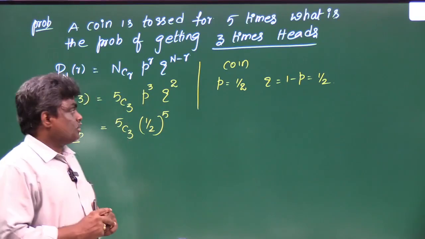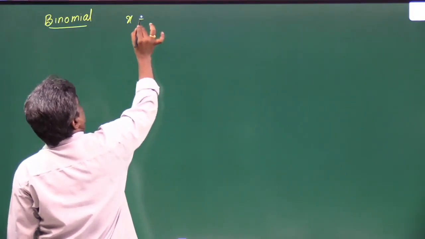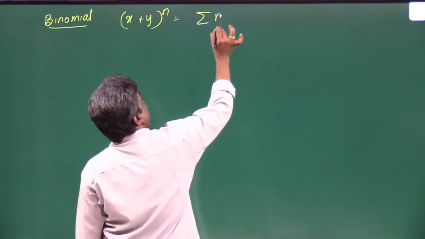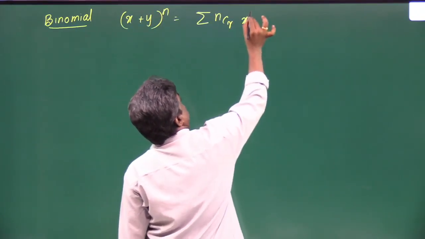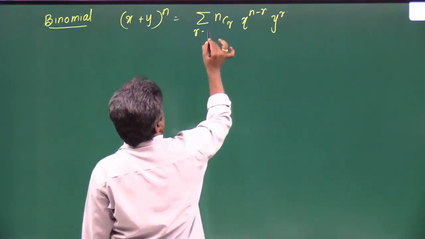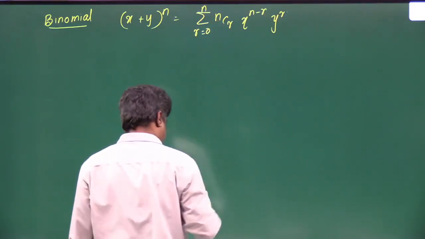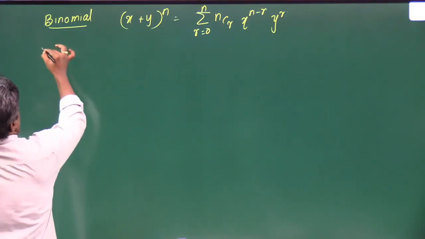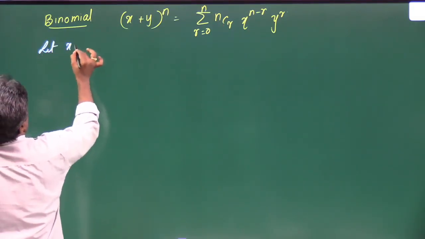So ready? The next one, the last one, listen carefully. Here we have the binomial distribution. One more time, I am taking this binomial distribution: (x plus y) whole power n equals summation nCr x power n minus r y power r, where r is running from 0 to n. That's it.